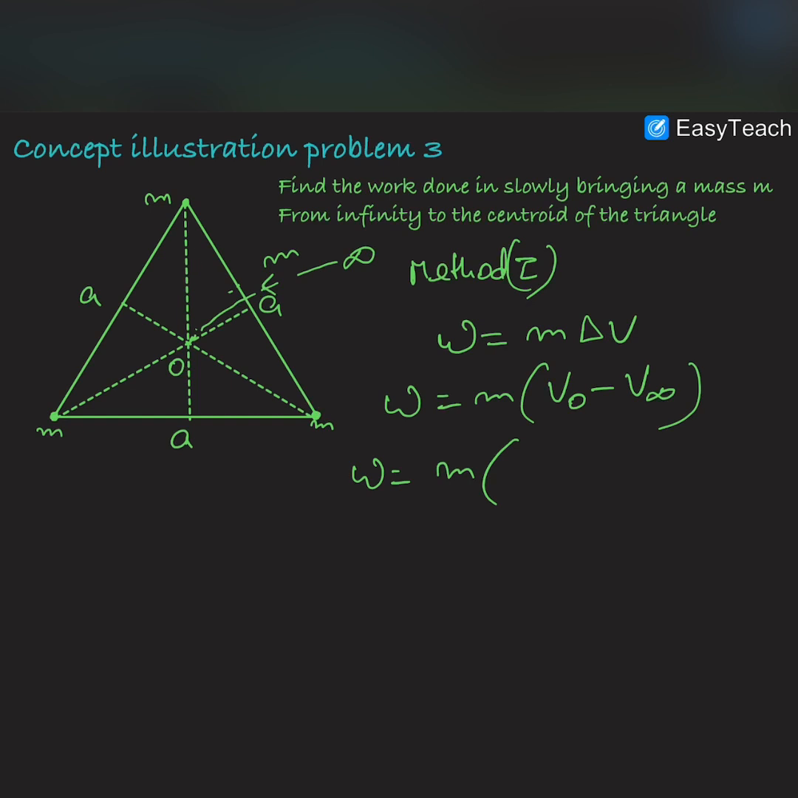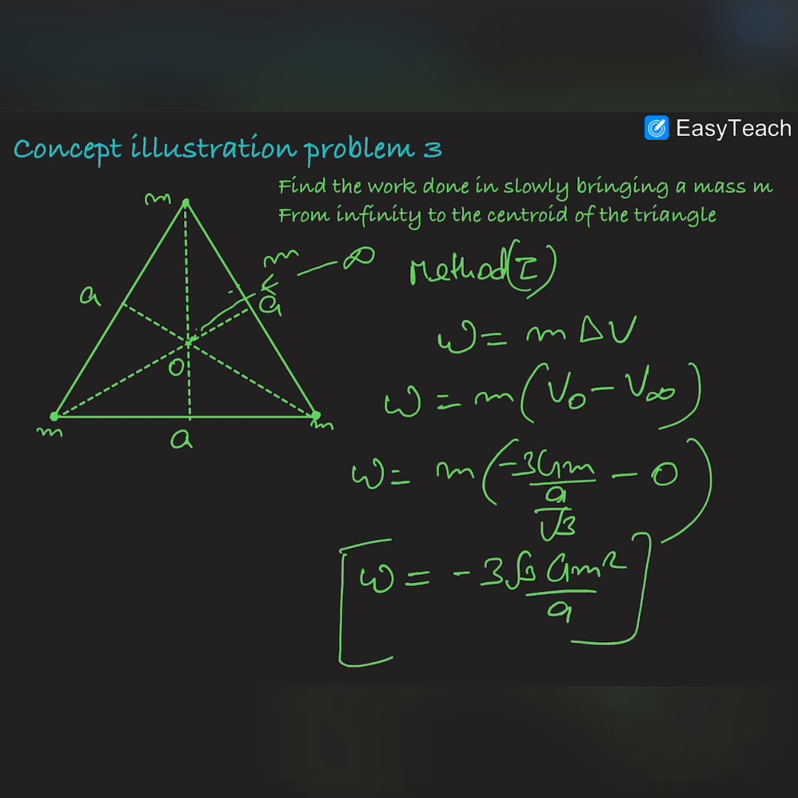So the total potential at this point would be the sum of the individual potentials of these three masses, and therefore it would be minus 3 GM by a by root 3, because this is a by root 3. Okay, minus the potential of infinity is 0. So work done would be equal to minus 3 root 3 GM square by a. This is the work done in bringing this mass from infinity slowly to this point O.